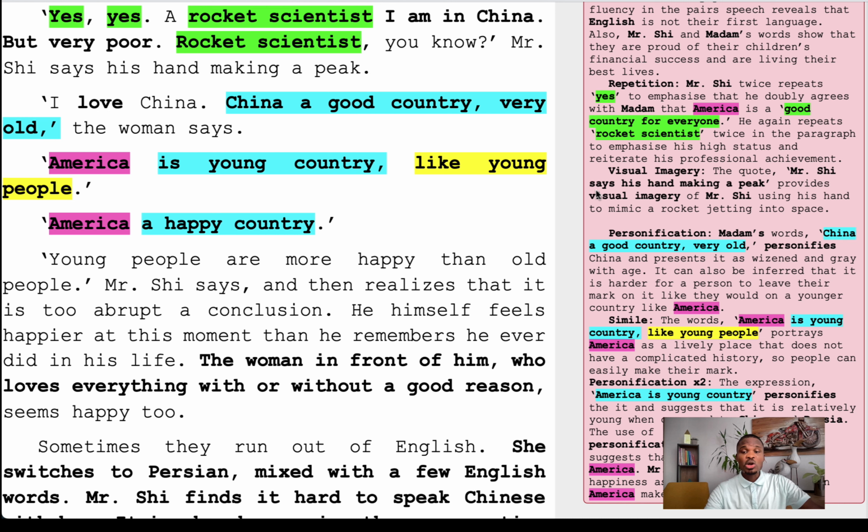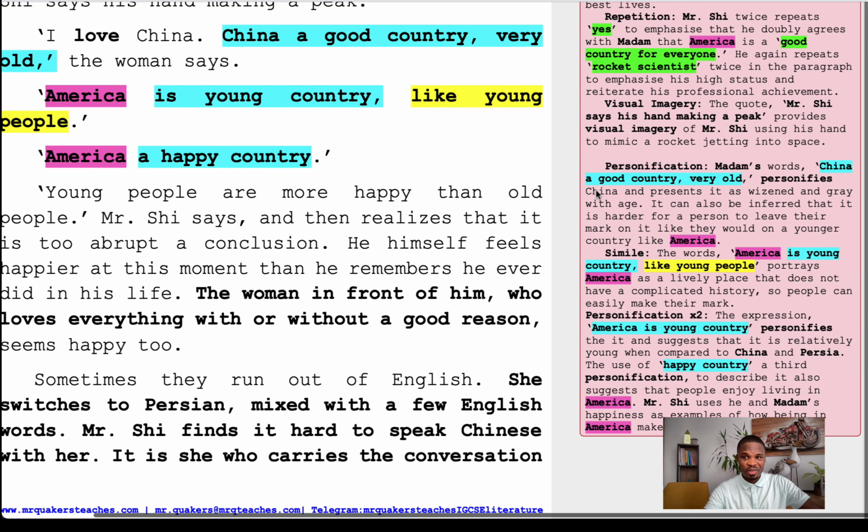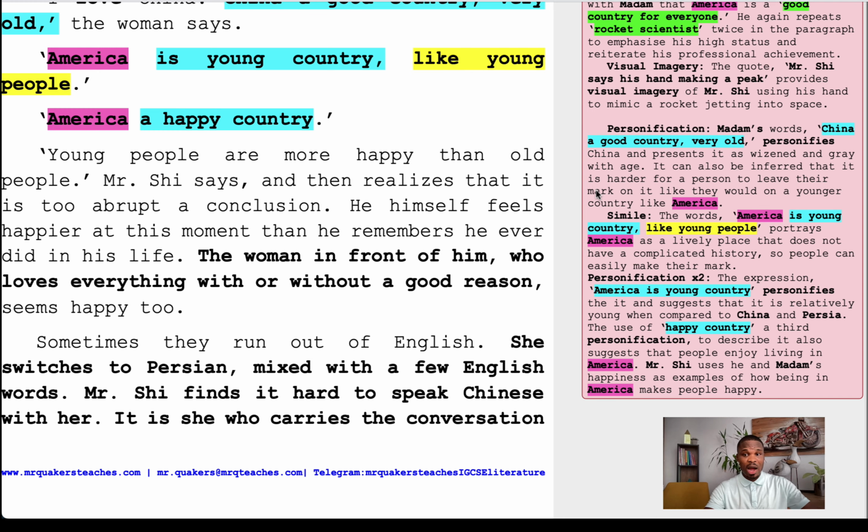Then we also see the use of simile as well. The words America is a young country like young people portrays America as a lively place. Remember, this is Madam speaking here, as a lively place that does not have a complicated history like China. So people can easily leave their mark.